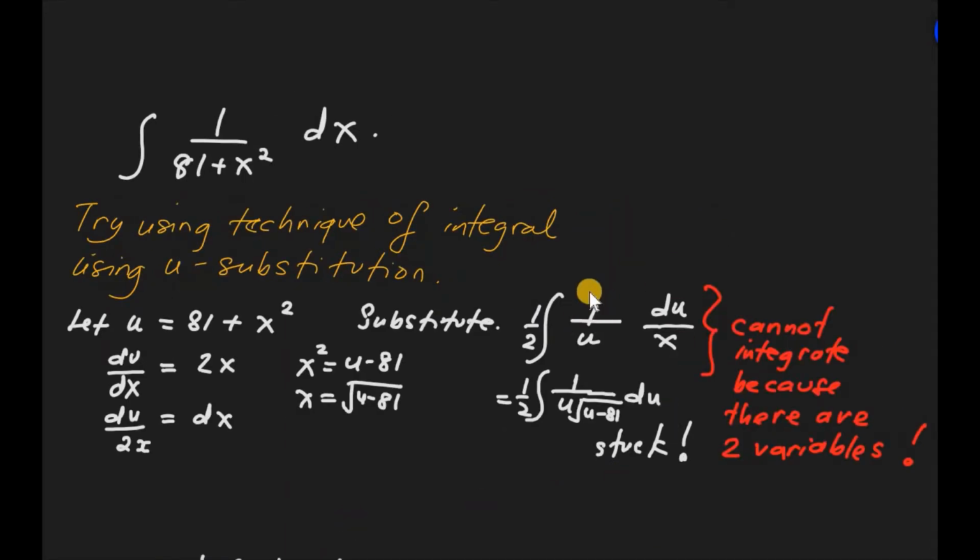In fact, if you have two variables here, u and x, you cannot integrate straight away because there are two variables. But as you replace your x, which you take from this u, your integral will become complicated.